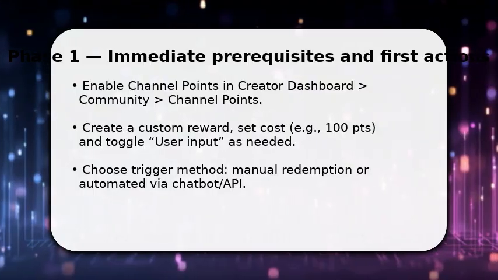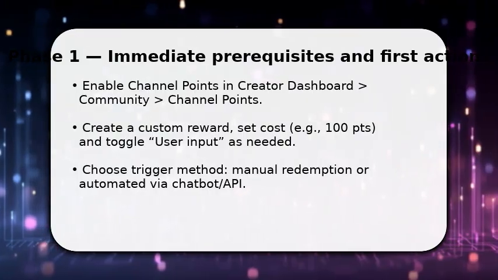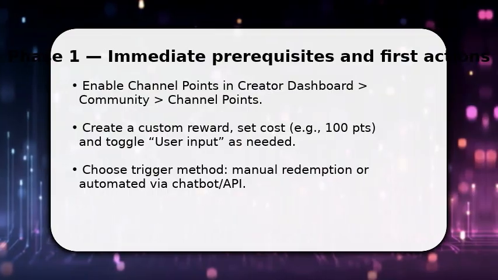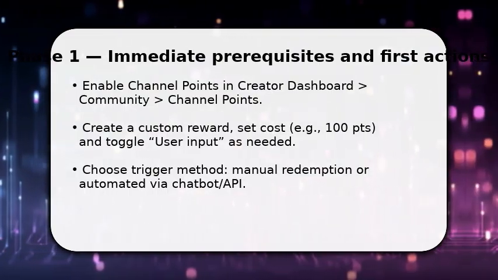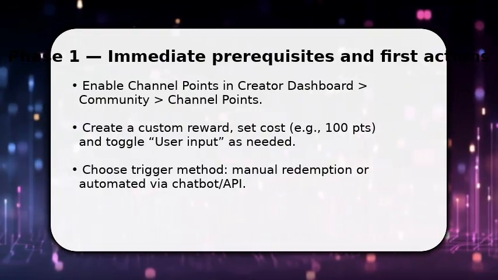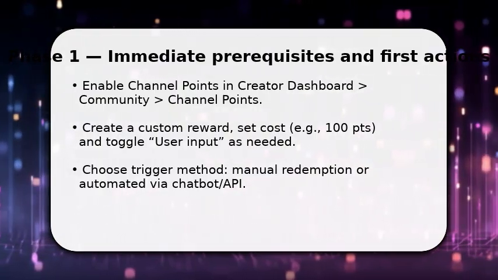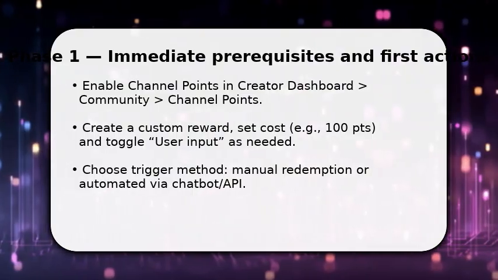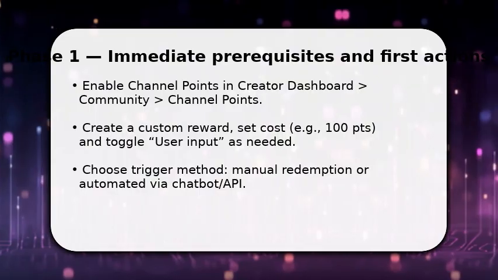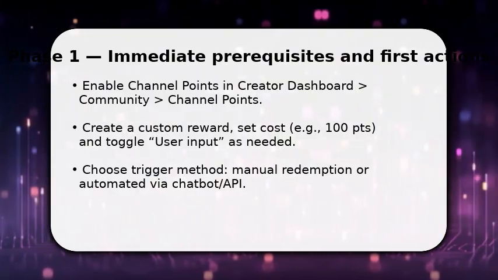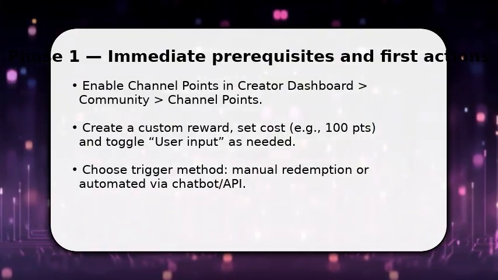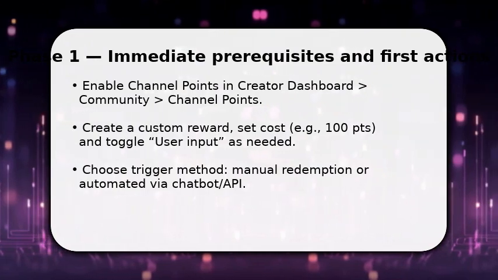You start by enabling channel points in your creator dashboard so the system can accept redemptions. This is required. Next, create a custom reward and assign a point cost that balances value versus frequency, for example 100 points. Once done, decide how the reward will trigger a sound, either manually when you approve redemptions or automatically by linking a bot or API. Make sure to keep file formats and trigger method in mind before moving to upload assets.